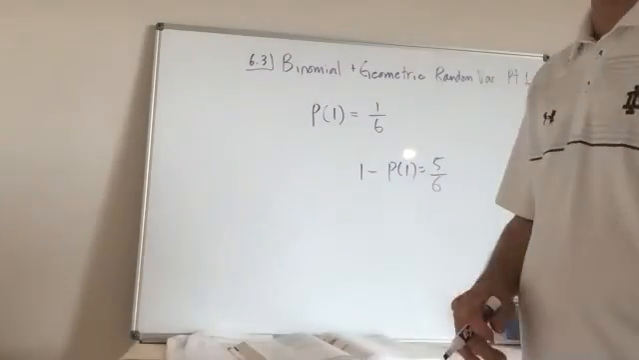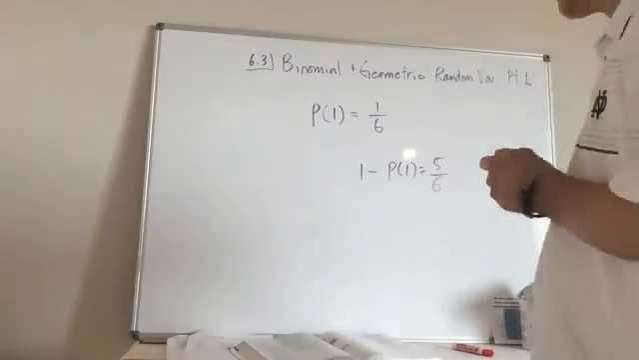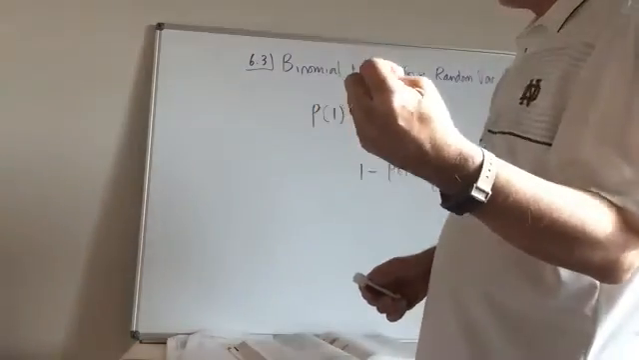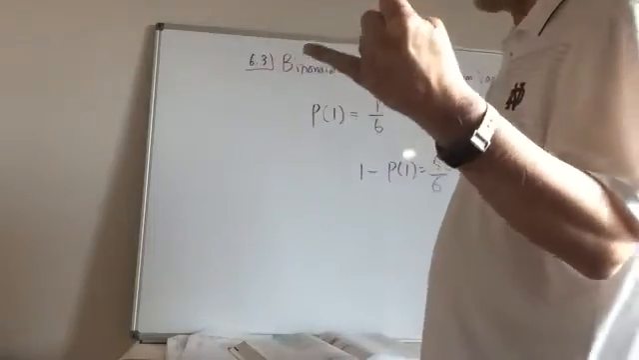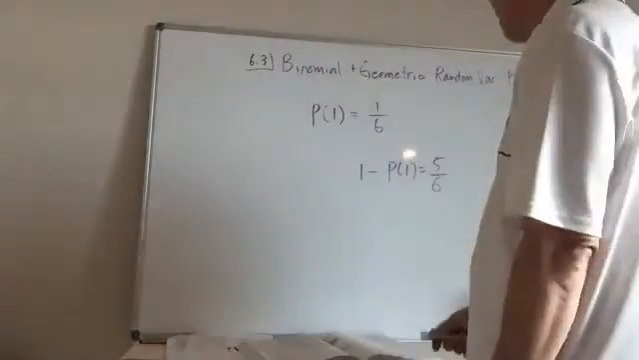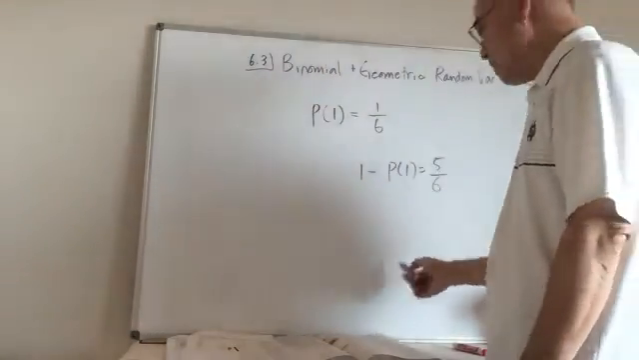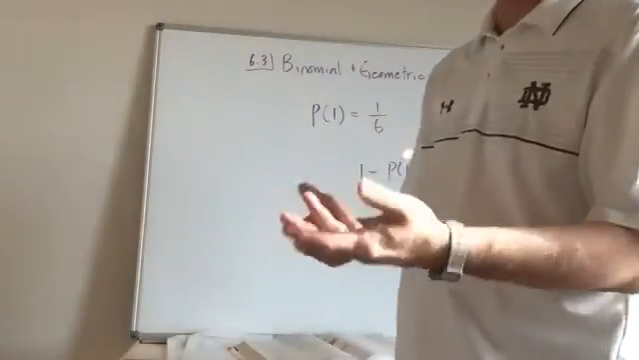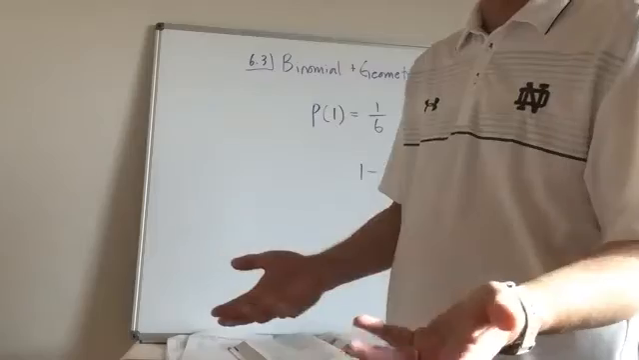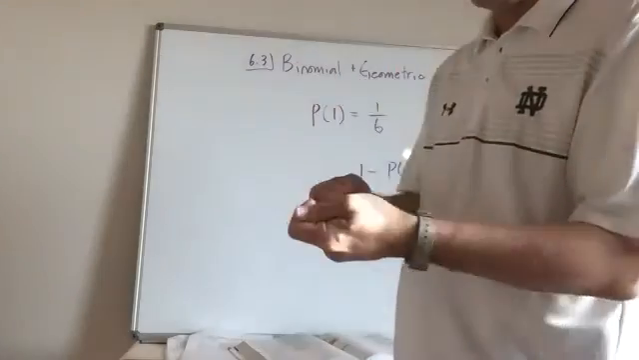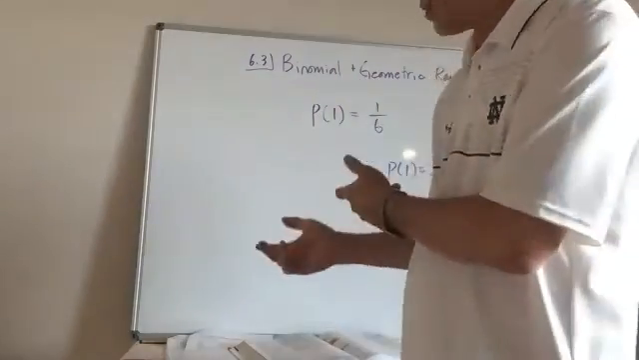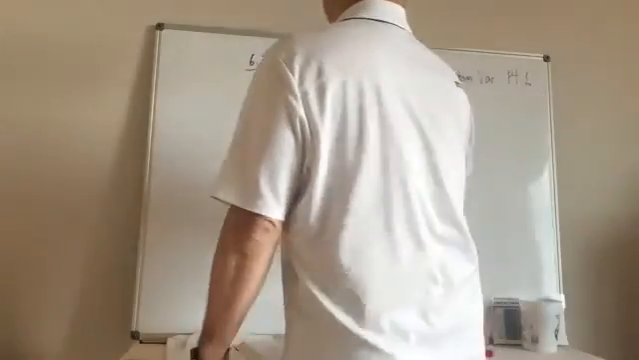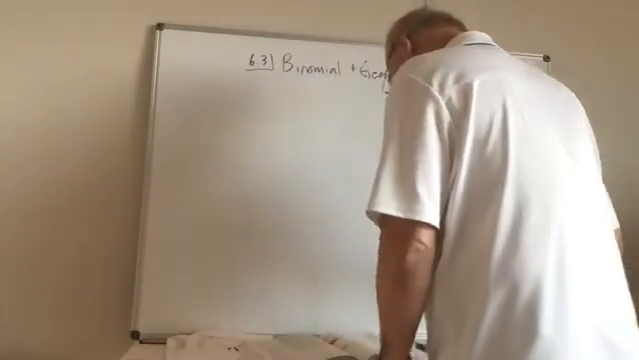The other times, when you don't roll a 1, you can roll a 2, 3, 4, 5, or 6. So 5 out of 6. What's always going to happen here is that your success plus your failure is always going to equal 1, because it's one or the other. There is no other choice. So that's what we call a binomial situation.